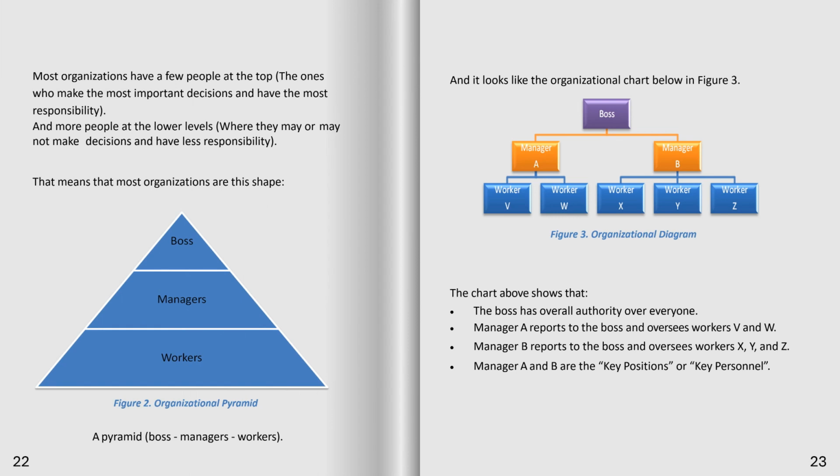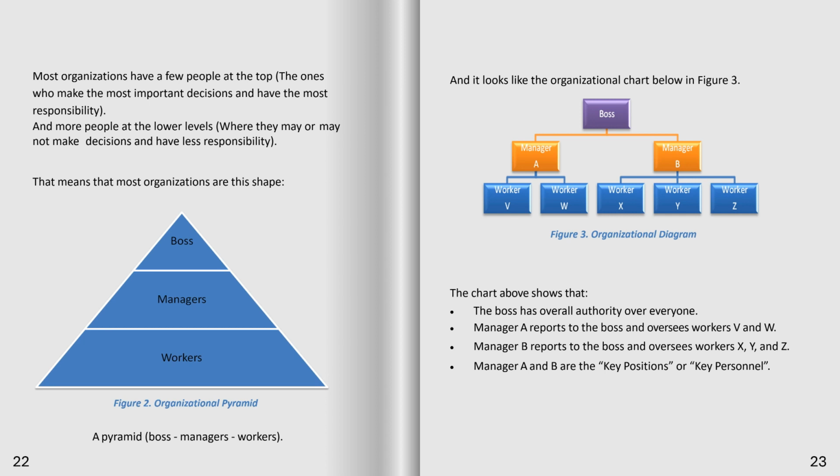Most organizations have a few people at the top. They are the ones who make the most important decisions and have the most responsibility. And more people at the lower levels, where they may or may not make many decisions and have less responsibility. That means that most organizations are this shape, a pyramid. Boss, managers, workers. And it looks like the organizational chart below in Figure 3.